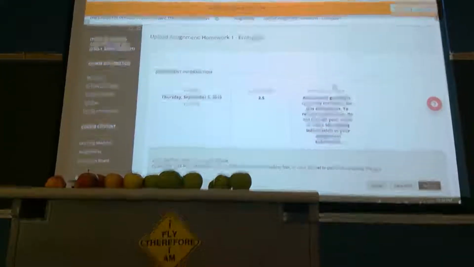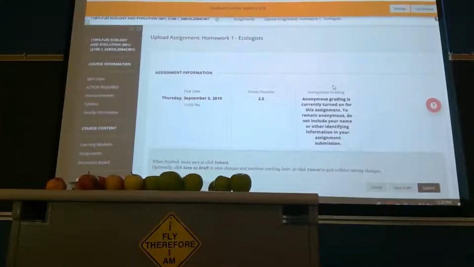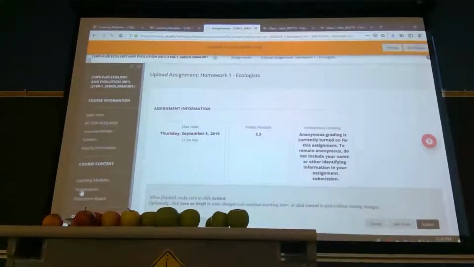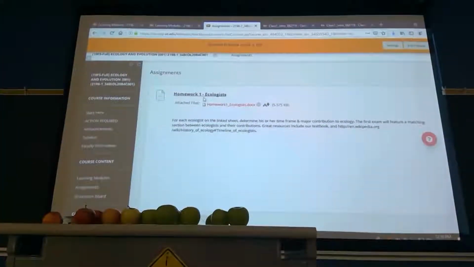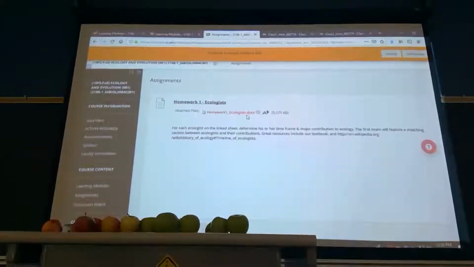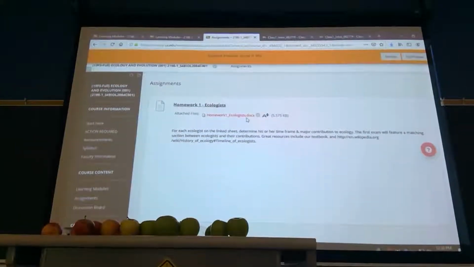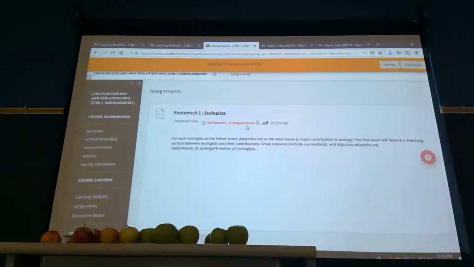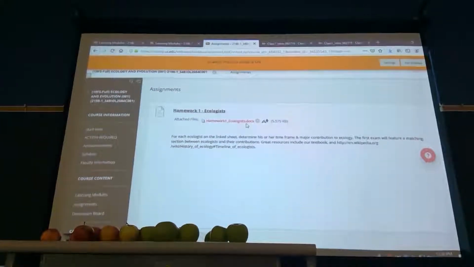Okay. All right, so learning modules is really important. The assignments tab is the other one here that helps out a lot. It will take you to the homework assignments where you can download the file, which is exactly what I just gave you. And if you click on the top, it'll take you back to that submission site. Any questions?